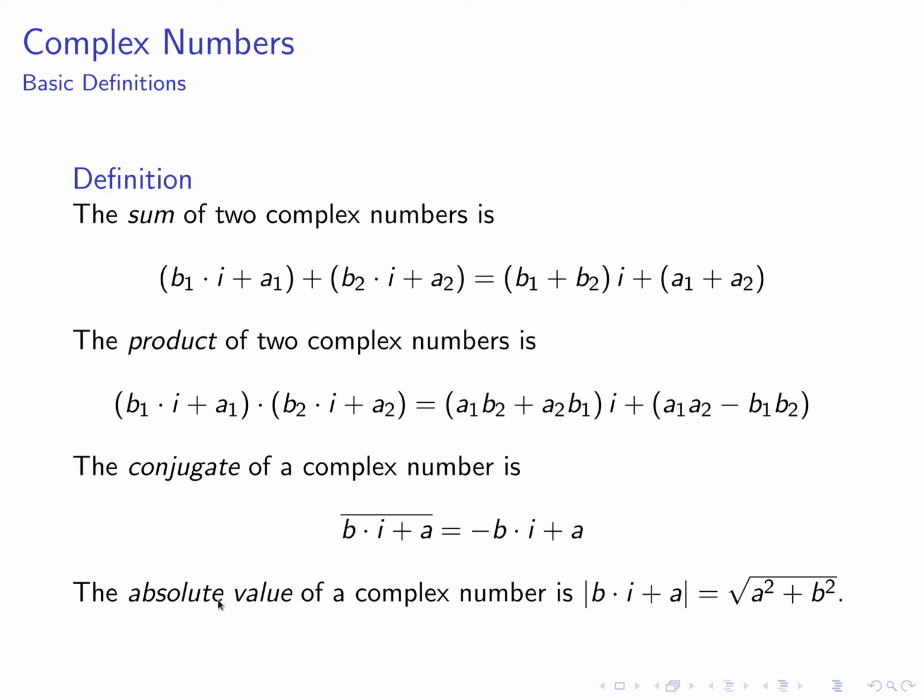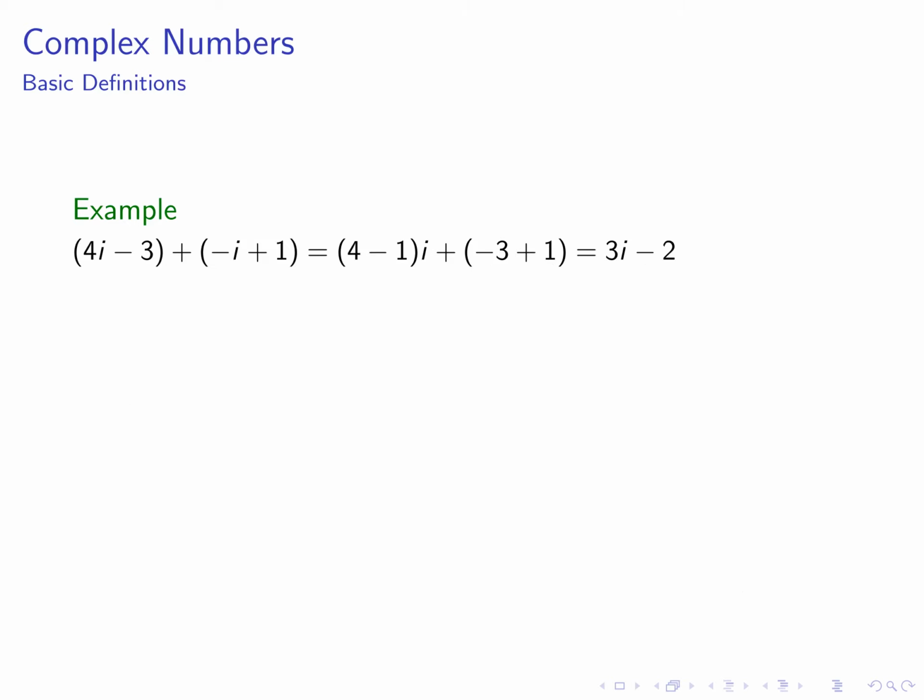The absolute value makes sense in the world of complex numbers. What we do to take the absolute value of a complex number is we sum the squares of the real part and the imaginary part, and then we take a square root. So here are just a few examples illustrating each of those formulas.